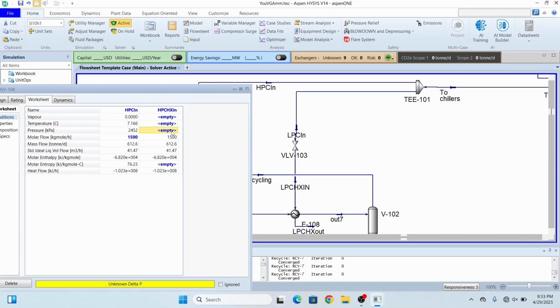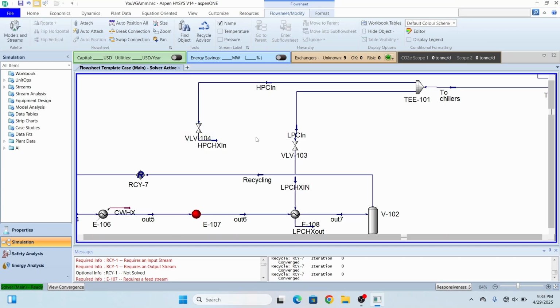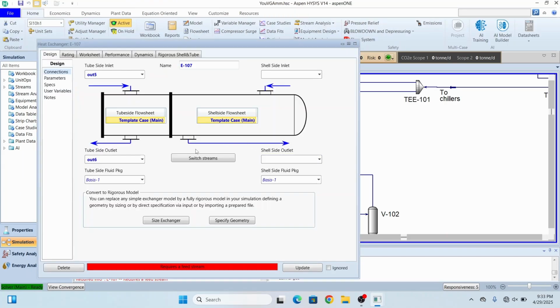You can take the pressure around 400 to 500 kilopascal. I am taking 400 kilopascal as my initial. So that is good. Now you can double click on it, and for the shell side, my inlet is this one, and my outlet will be high pressure chiller heat exchanger out. So that is good.